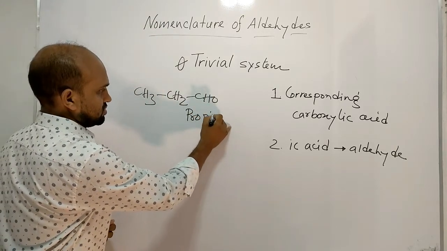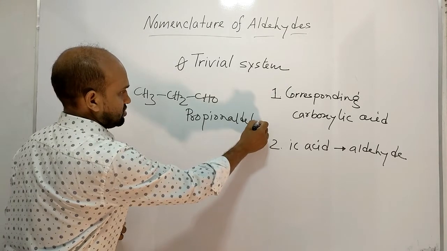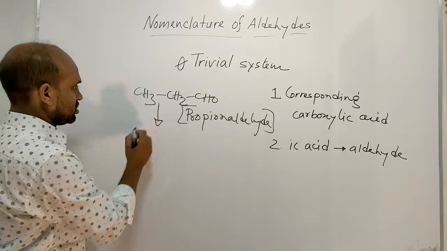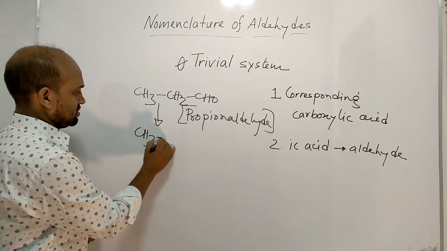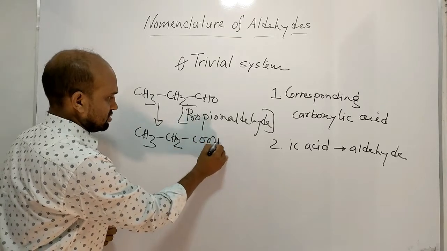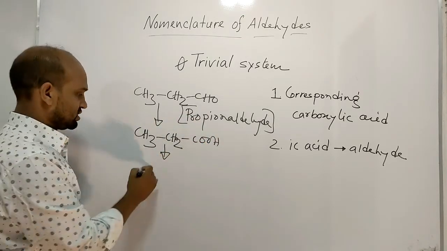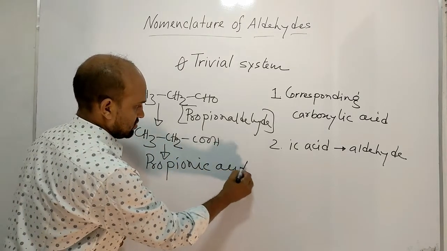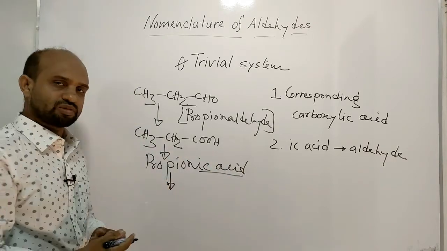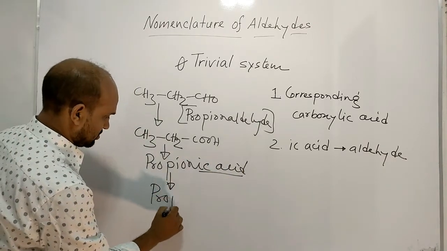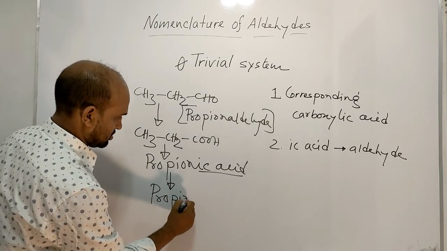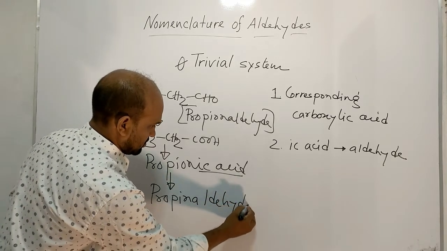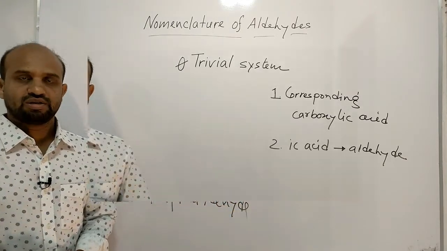Now the compound is propionaldehyde. Let's see how it is propionaldehyde. Its corresponding acid is this, that is propionic acid. Now ic acid is replaced by aldehyde. Propionaldehyde.